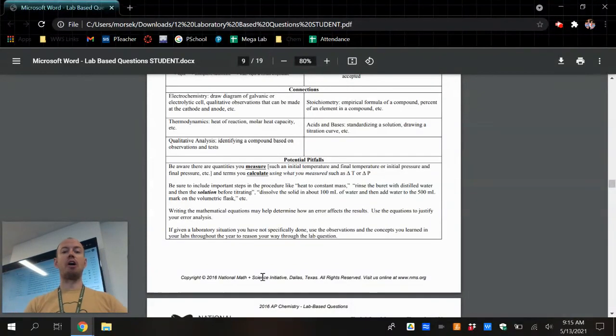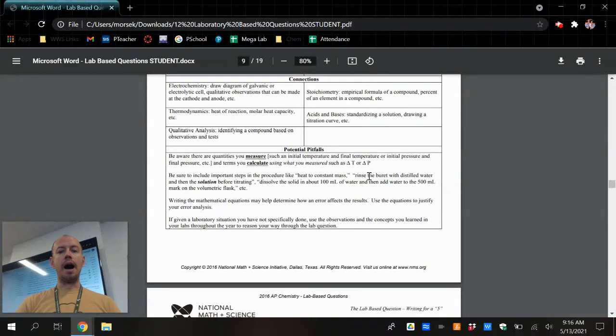Our pitfalls are reminding us the difference between a measured value, like an initial mass and a final mass, an initial temperature and a final temperature, an initial pressure or volume and the final, compared to the calculated change in those. Or we might measure the volume of a liquid and use the density to calculate the mass. Those are important little steps. We keep heating it until the mass stops changing.